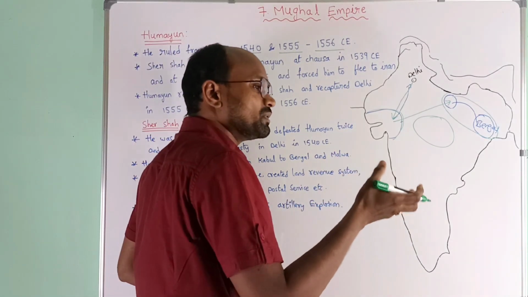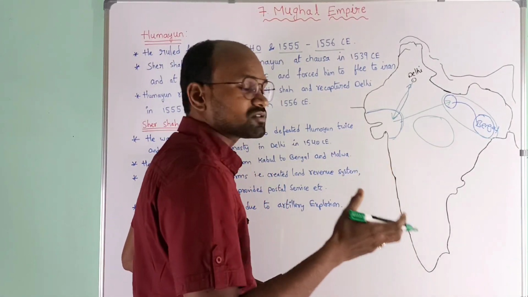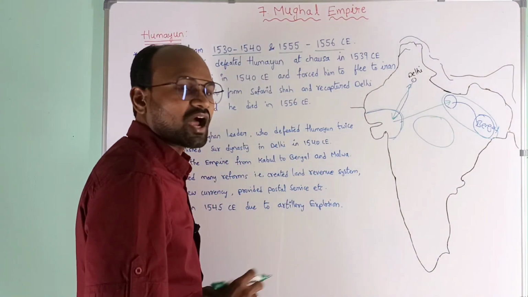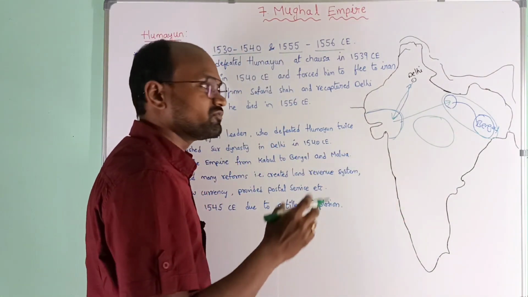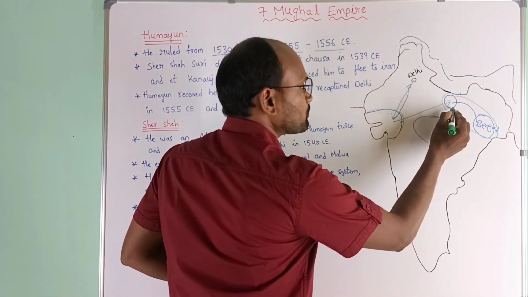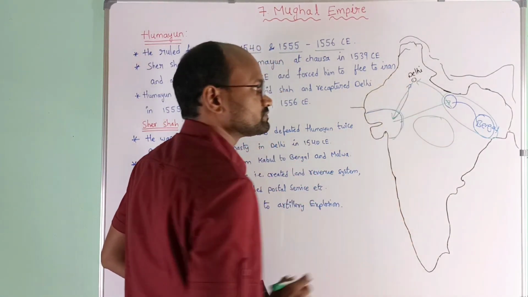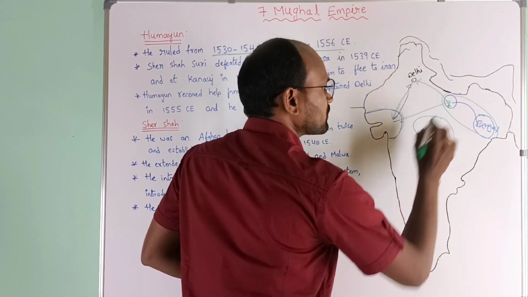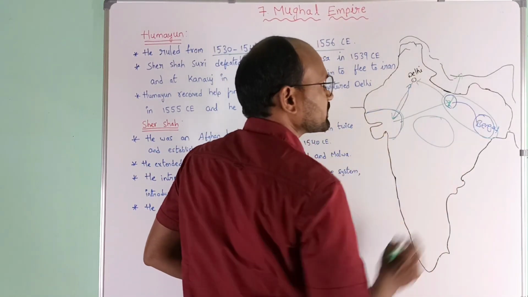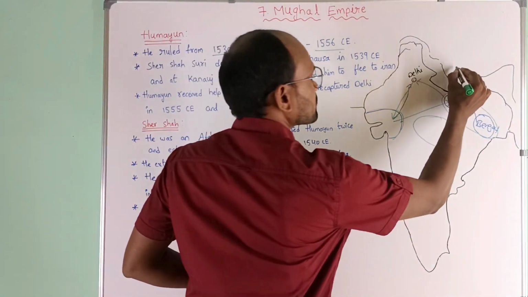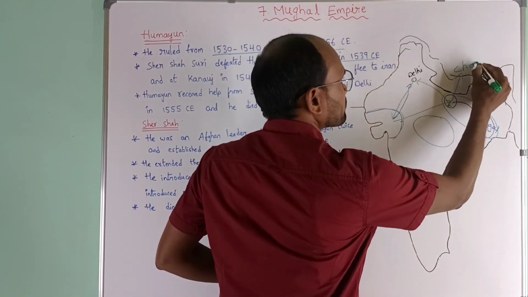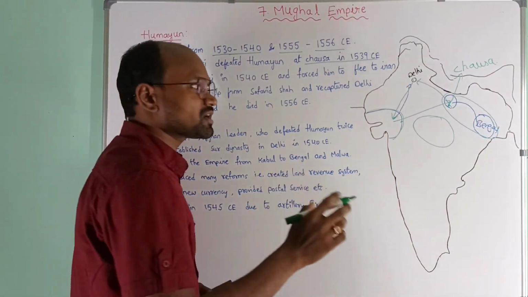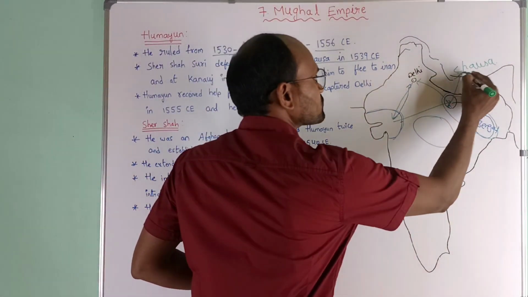And he was able to build a huge army because of the revenue that he got from Bihar and Bengal. And with that army, he posed a threat to Humayun. So in the year 1539 AD, Sher Shah Suri defeated Humayun in Chausa.